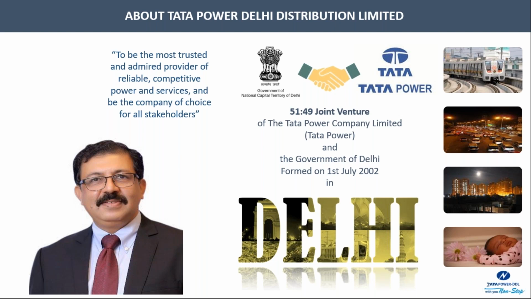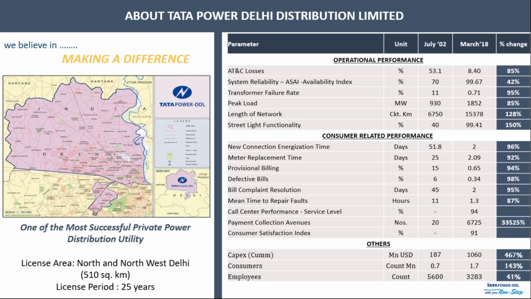Okay, so to start, I am on slide 2. This company is a 51-49% joint venture between Tata Power and the Government of Delhi. So Delhi government has 49% here. Management of the company is entirely with Tata Power. The board consists of 4 members from Delhi government and around 5 members from Tata Power.